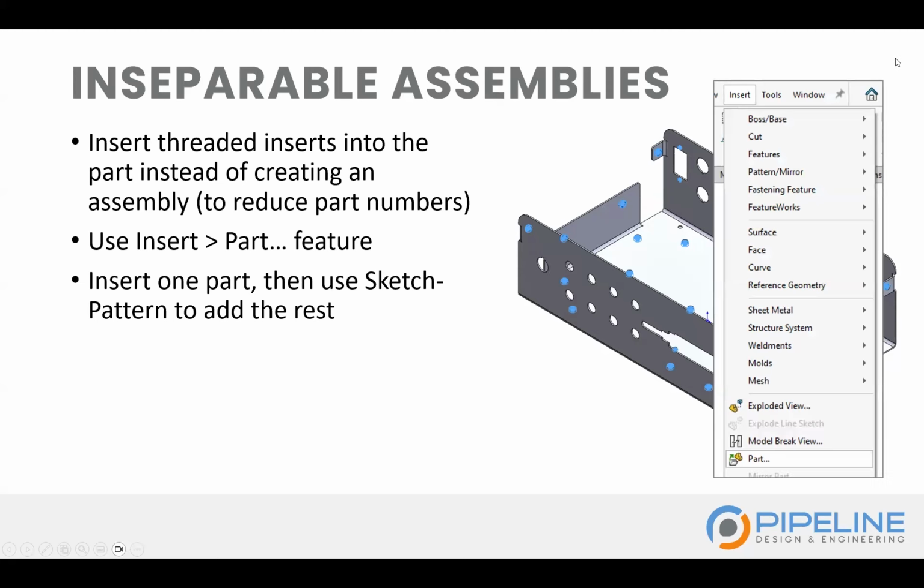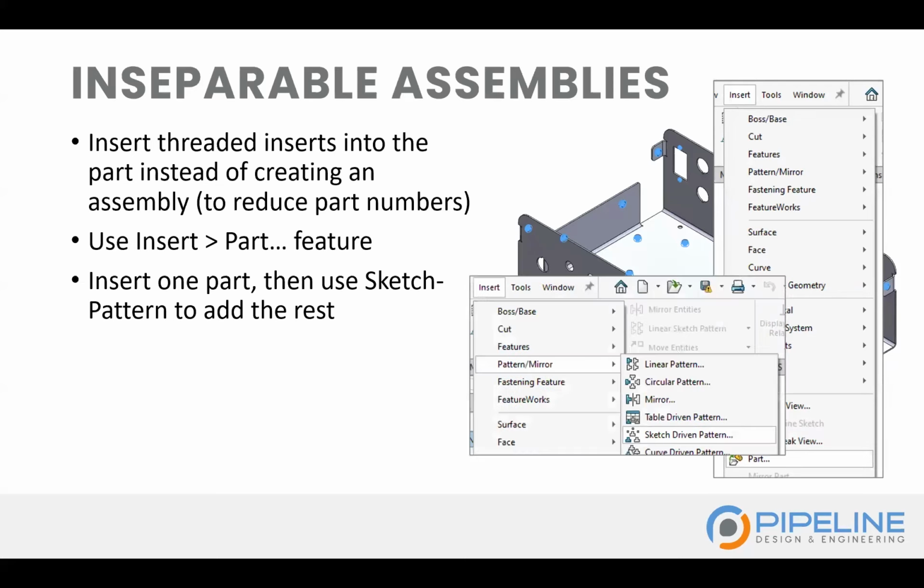You just go to the insert dialog and you go down to the part and you insert a part there, and then you can choose a part from your library. And there are some basic constraints that allow you to mimic assembly mates, like concentric mates and coincident mates and things like that. Once you have the first one in place, you just use a sketch-driven pattern to place all of the other threaded inserts. So once you have the first one, the rest of them are pretty simple.